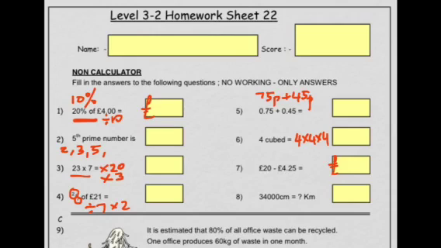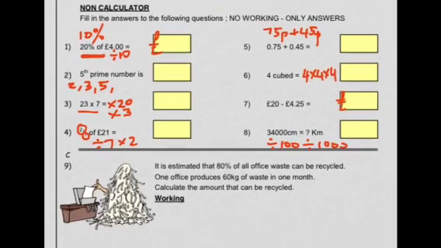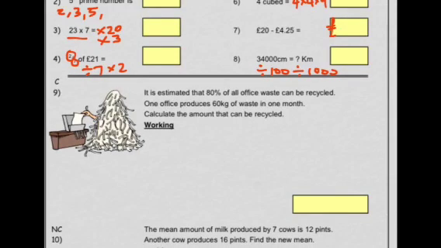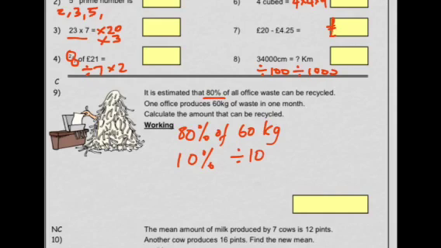And then 34,000 centimetres in kilometres. Well, divide by 100 to put it into metres, and then divide by 1,000 to put it in kilometres. Question 9. 80% of all office waste can be recycled, so that's an important number there. So we have to work out 80% of 60 kilograms. So again, find 10%. How do you do that? You divide by 10 and then times by 8 for 80%.